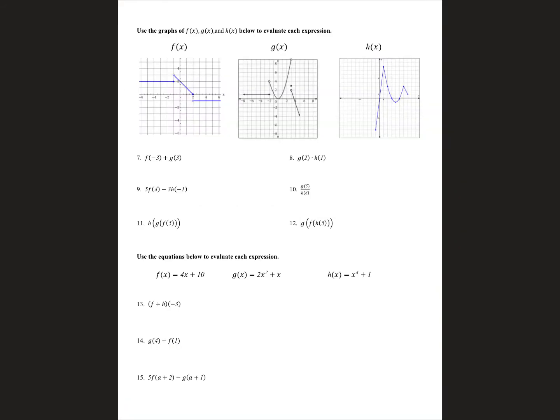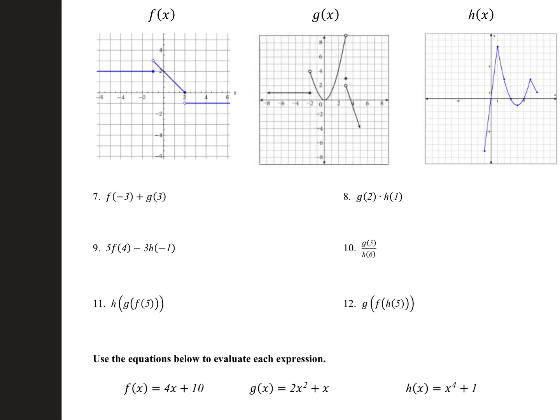All right, moving forward, it says use the graphs of f of x, g of x, and h of x below to evaluate each of these expressions. So we have 3 different functions. Number 7, we're using f and g, so we have f of -3, so I'm going to go to my function f. My input value at -3 gives me an output value of 2 plus g of 3, so at 3 on function g, I get out a value of 3. So 2 plus 3 is 5.